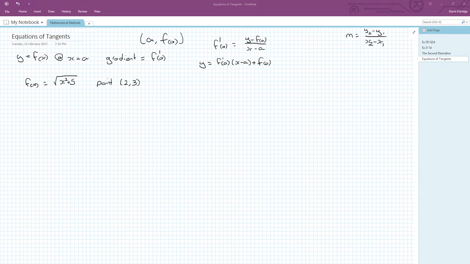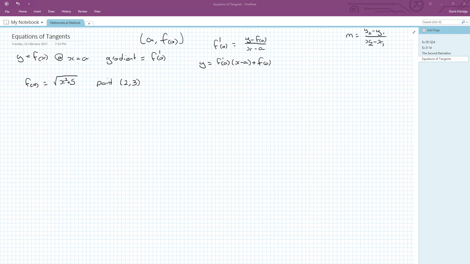Welcome to this video on equations of tangents. What we've been looking at so far is if we've got a function, say f of x, and we find its derivative f dash x. What f dash x is, is a function that describes the gradient, or rate of change, of the function f of x at any given point.